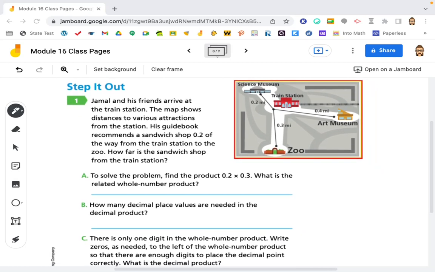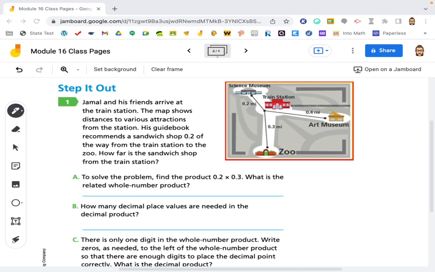So, step it out. Jamal and his friends arrive at the train station. The map shows distances to the various attractions from the station. His guidebook recommends a sandwich shop 2/10 of the way from the train station to the zoo. How far is the sandwich shop from the train station? So we have this train station is here. We're going to the zoo, so it means it's 3/10 of a mile, and we want 2/10 of that. So it says to solve the problem, find the product 2/10 times 3/10.